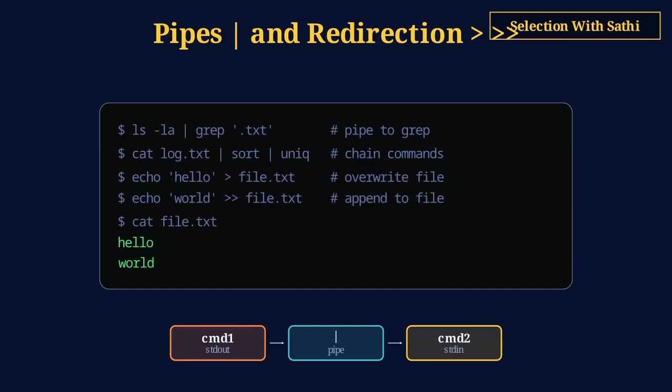Greater than redirects output to a file, overwriting it: echo hello > file.txt. Double greater than appends without overwriting. 2> redirects error output. &> redirects both standard output and errors. Less than reads input from a file. Pipes plus redirection give you incredible power for text processing.